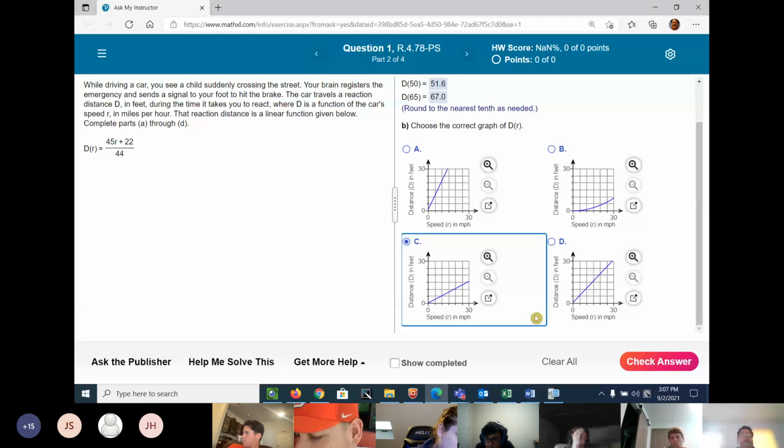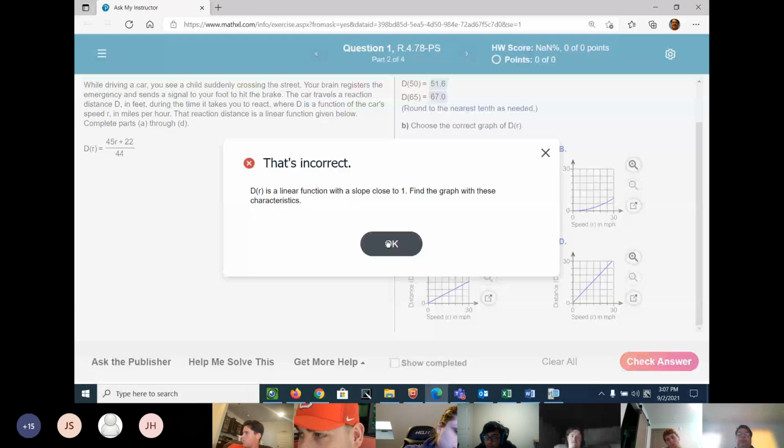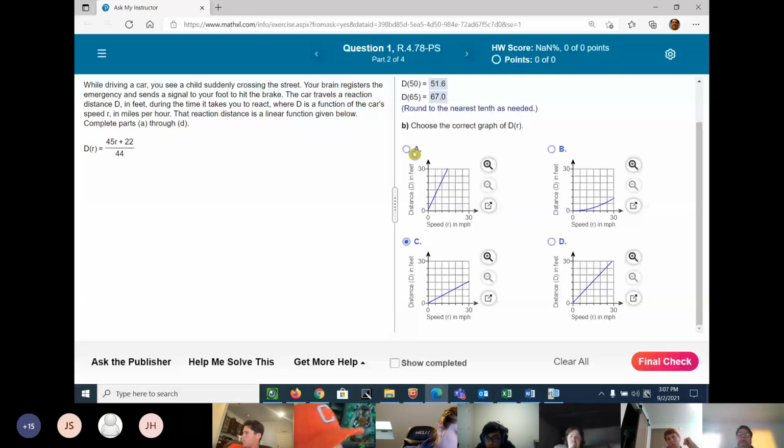Let's see, what is it going to be at the origin? So it's at the origin. The slope is going to be close to 1. Okay, it's Delta. That's a 45-degree angle. It's Delta. It's A.